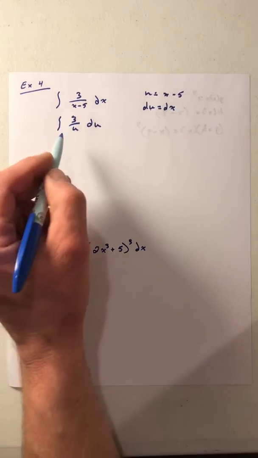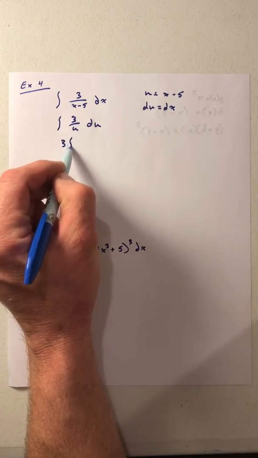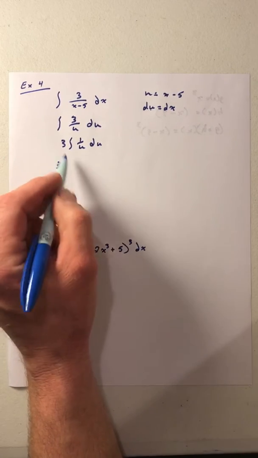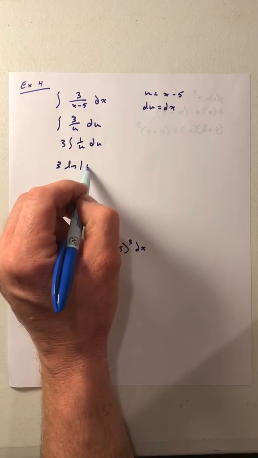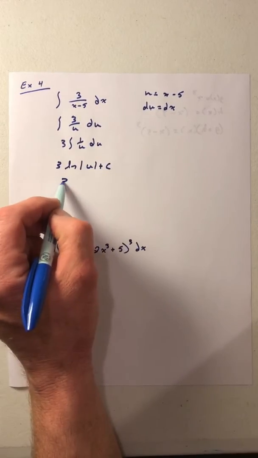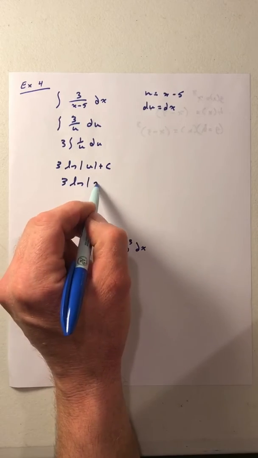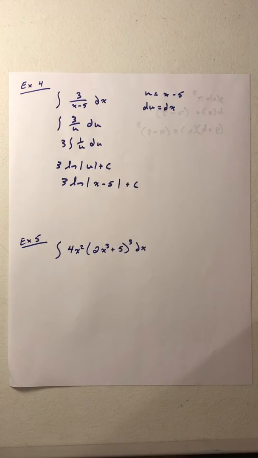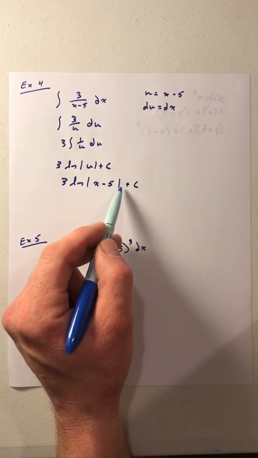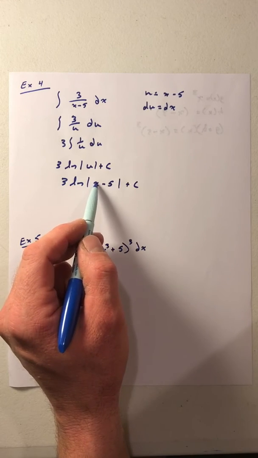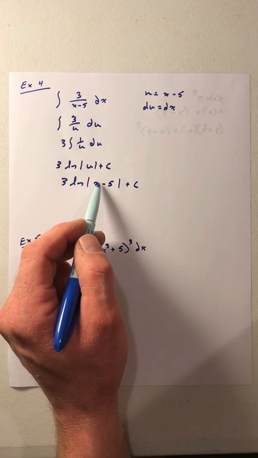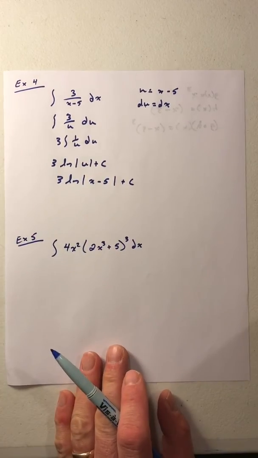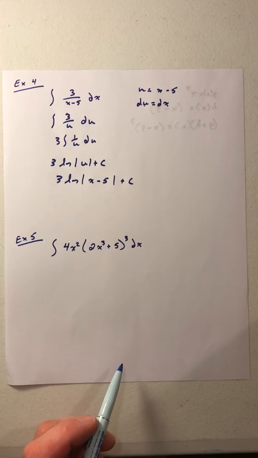That 3 really isn't a big deal. So I can write it as 3 times the integration of 1 over u du. Here we have 3 natural log of the absolute value of u plus c. Replacing our u, we have 3 natural log of the absolute value of x minus 5 plus c. Now here would be a case where we couldn't take these absolute value symbols away and make them parentheses, because if x was say 2, we'd have 2 minus 5 gave us negative 3, which we could not take the natural log of. So we have to leave the absolute values there.